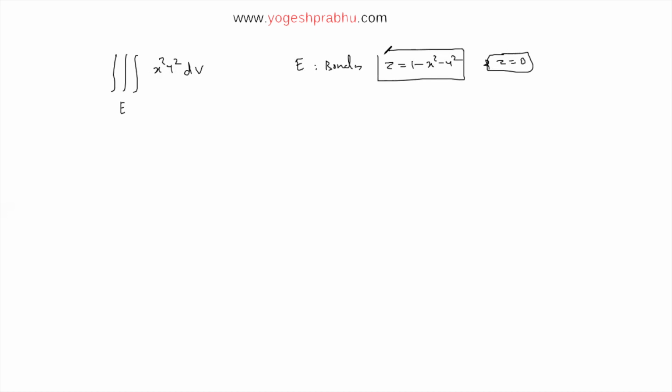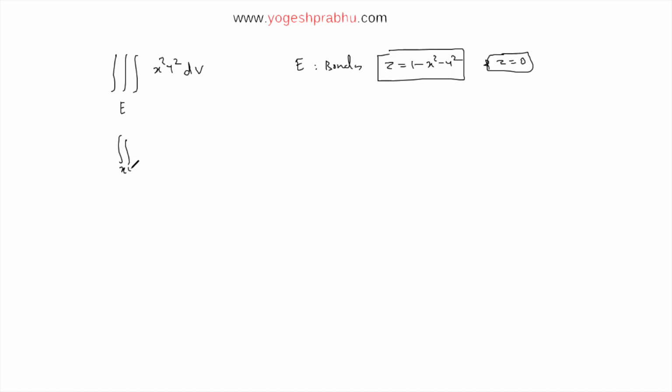What does it say? Triple integration over E of x square y square dV, where E is bounded by the paraboloid z equals 1 minus x square minus y square and the plane z equals 0. What are the bounds for E? So do we have limits of z straight away? Limits of z? Yes.